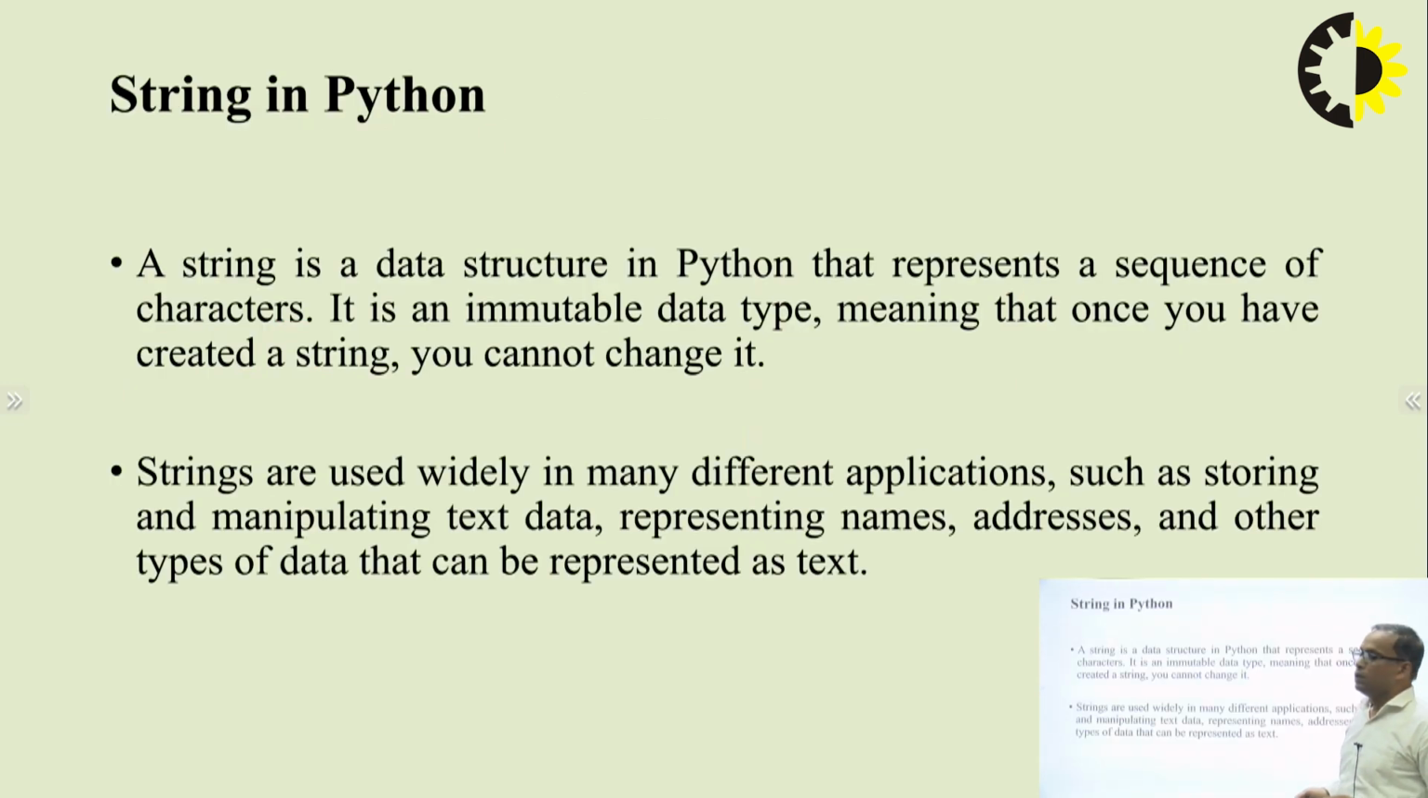Okay, next is the string in Python. A string is a combination of characters. A string is a sequence of characters, and in Python a string also represents a data structure. It is used to store character data, and different types of operations can be performed on a string. A string is immutable. Immutable means once we have created a string, we cannot change it. Strings are used widely in many different applications, such as storing and manipulating textual data, representing names, addresses, and other types of data that can be represented as text.